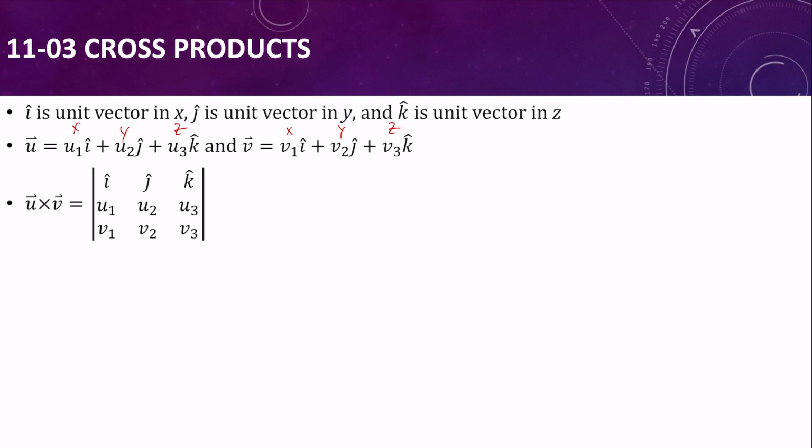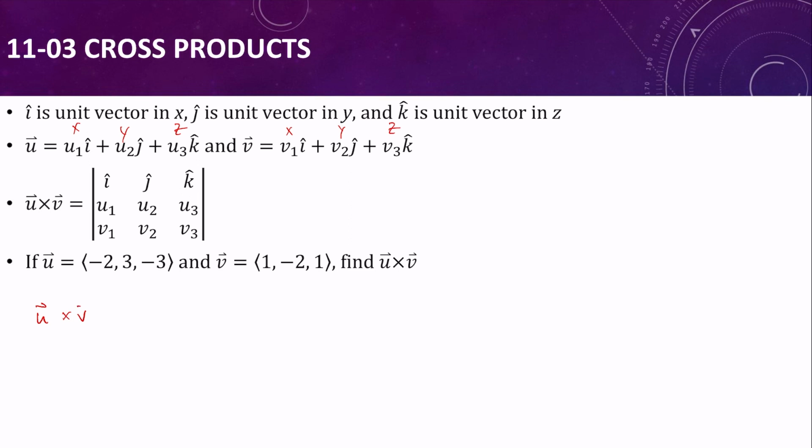The cross product can be found by using this determinant, where I have the i, j, k across the top, then u1, u2, u3, and then v1, v2, v3. This is different from the dot product. The dot product gave you a single number as an answer. This cross product gives you a vector as an answer. So these are the two vectors. Find the cross product.